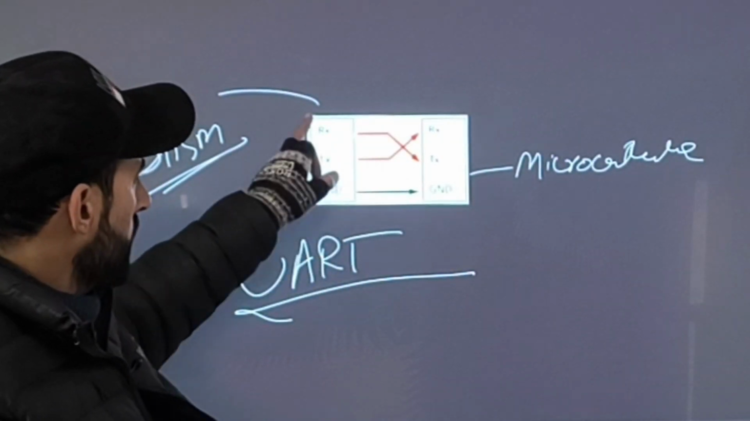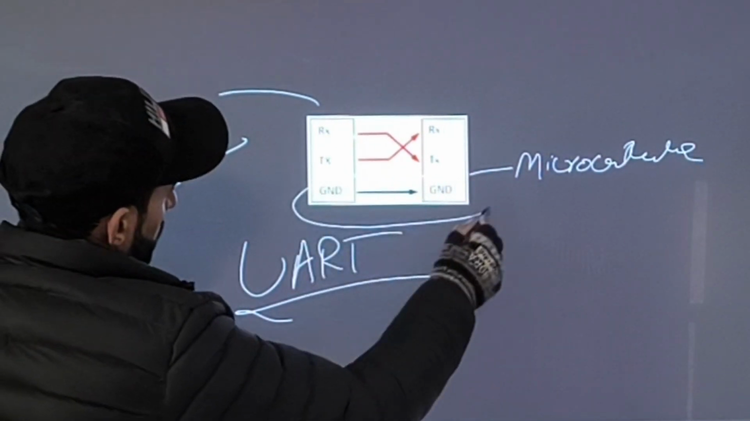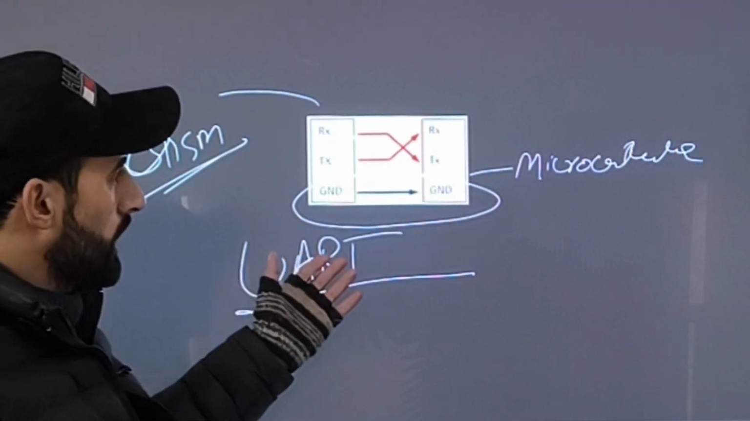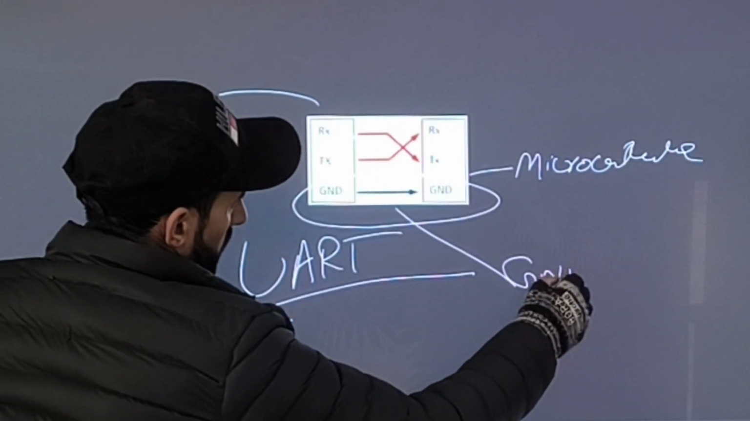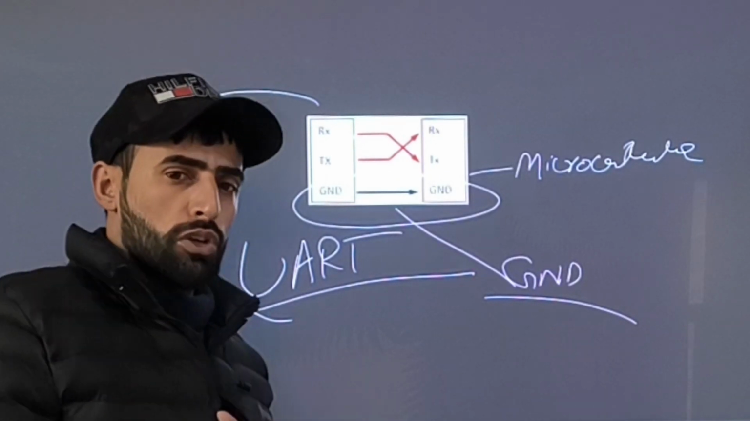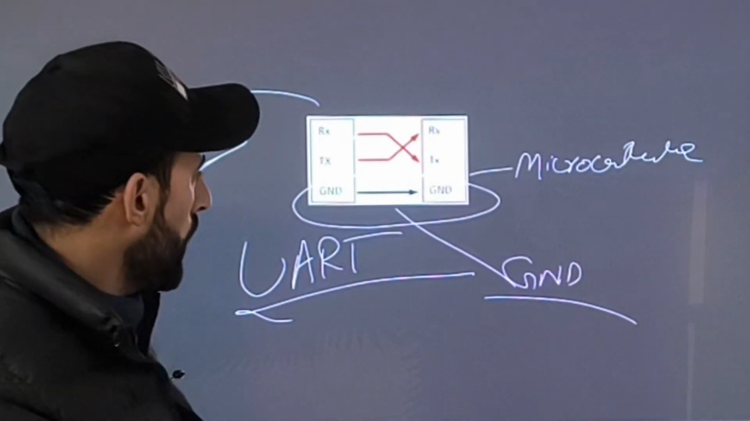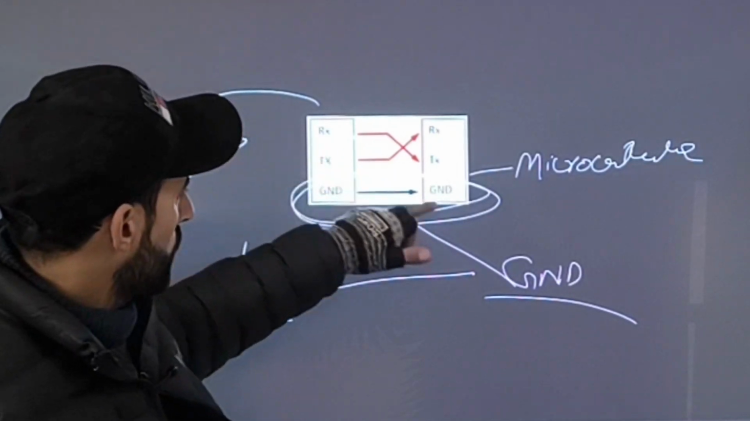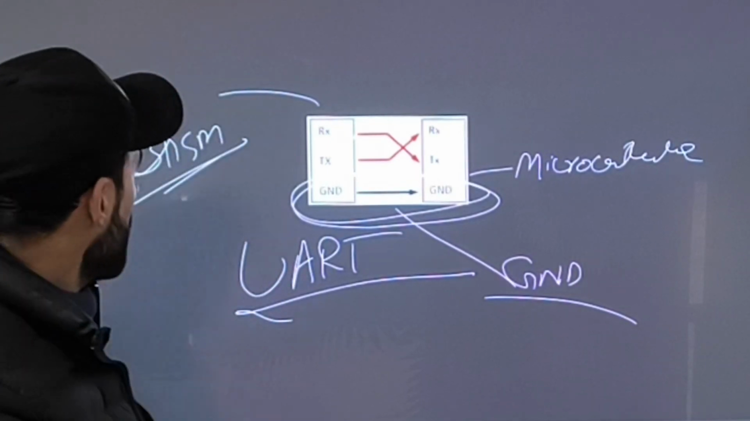RX is connected to TX and TX is connected to RX, and you must know that the ground will be common. If you give an external power supply to the GSM module and the microcontroller, then you have to common the ground here. If you are using the same power supply for the GSM module and the microcontroller, then you don't need that. If you give an external power supply, then you have to connect the ground of the GSM module to the ground of the microcontroller. Okay, that's it. So that is UART communication.